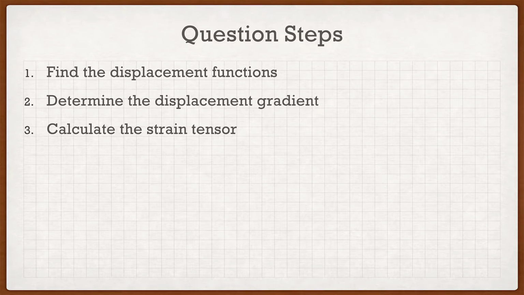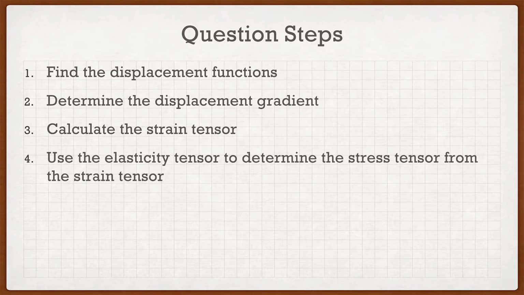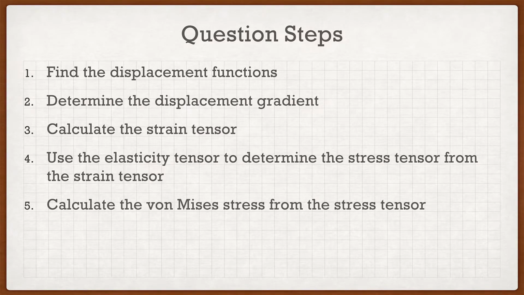Now, once we have that strain tensor, we can use our elasticity tensor under the plane stress conditions to determine the stress tensor from that strain tensor. So it's really nice and easy. And with that stress tensor, we can calculate everything else that we need. So part C of the question says the von Mises stress. Well, since I have my stress tensor, the von Mises stress is no problem.